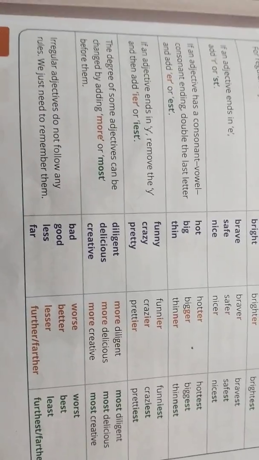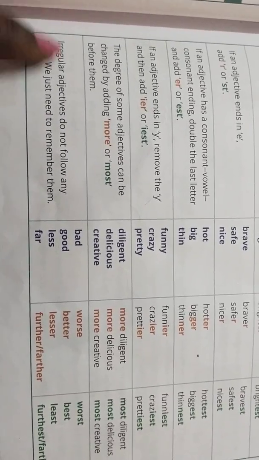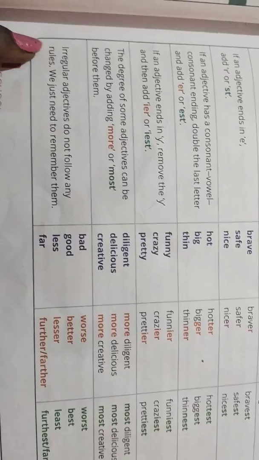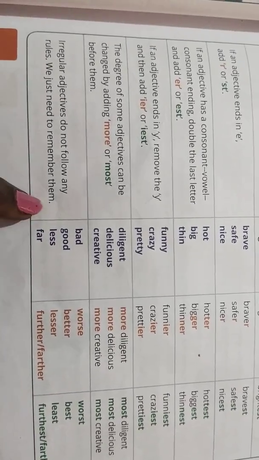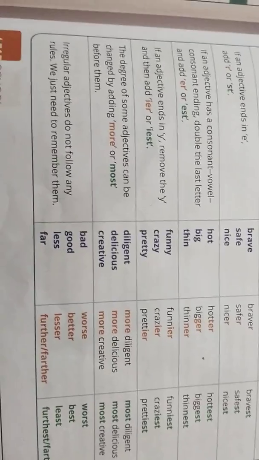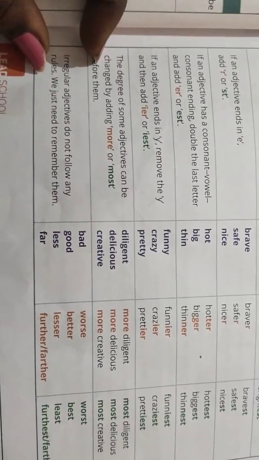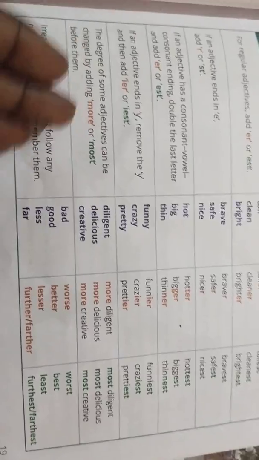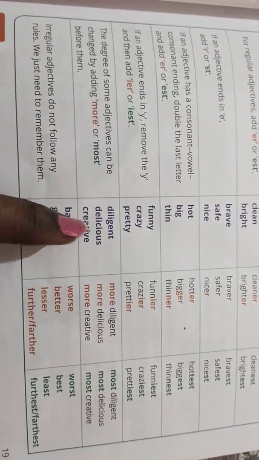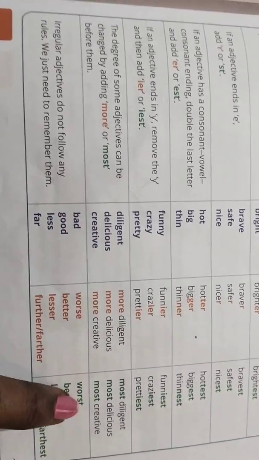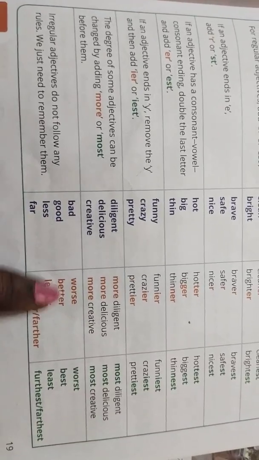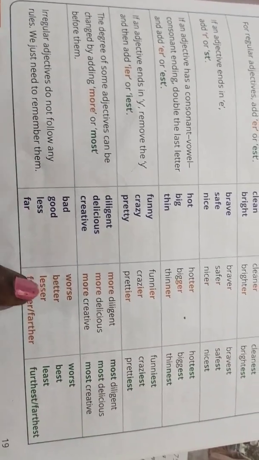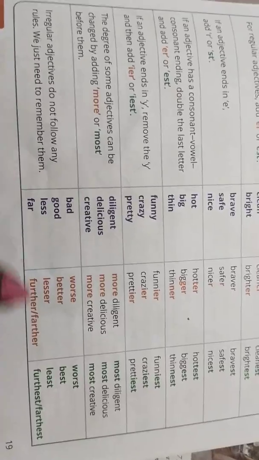Then the last rule is that irregular adjectives do not follow any rules. We must remember them, as we saw in the previous topic. The irregular adjectives will not have ER or EST added. We just have to change that particular adjective. For example, bad, worse, worst. Good, better, best. Less, lesser, least. Far, further, furthest. So these are the rules you need to follow in adjectives.